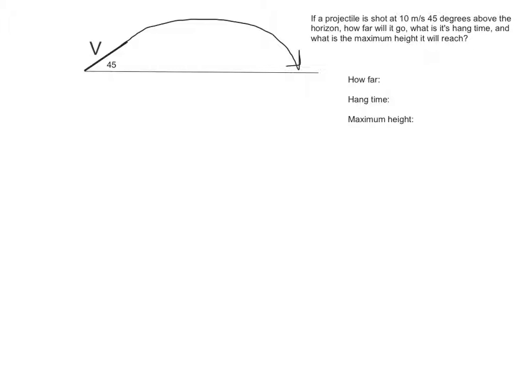So how far, of course, is going to relate to the displacement of delta x. The hang time is going to be the total time it takes to go from this starting location here all the way across the projectile and back down. So the time that it takes to go up as well as the time that it takes to go back down. And finally, the maximum height is going to be reached right in the center here. So I'm going to put a little h here because that's going to be our maximum height.